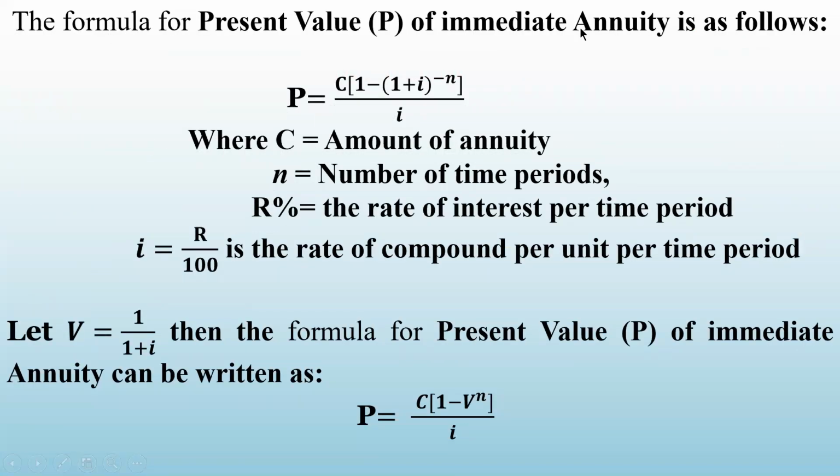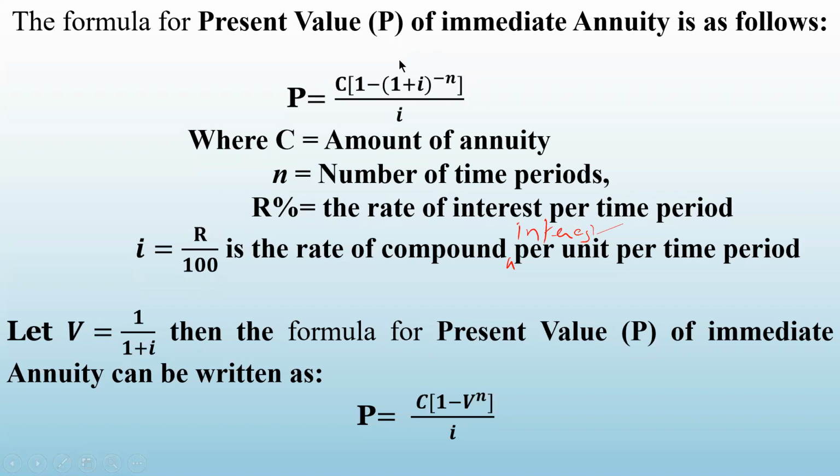The formula for present value of immediate annuity is as follows. P is equal to C into (1 minus (1 plus i) raised to power minus n), the whole thing divided by i. Where C is the amount of annuity, n is the number of time periods, R% is the rate of interest per time period, and i is our usual notation for R upon 100, which is the rate of interest per unit, means per rupee. For 100 rupees R, so for 1 rupee R upon 100.